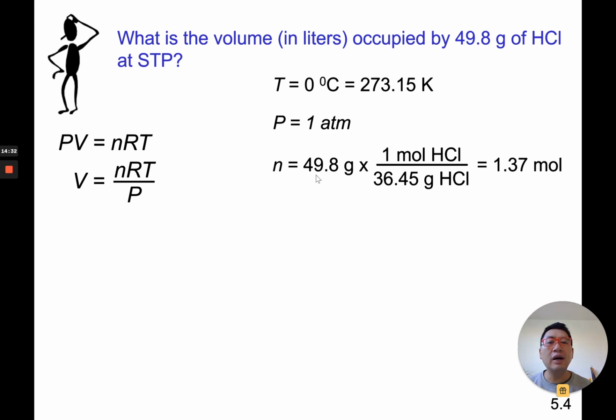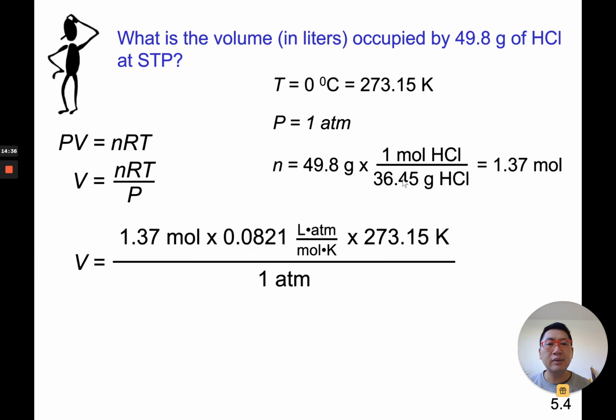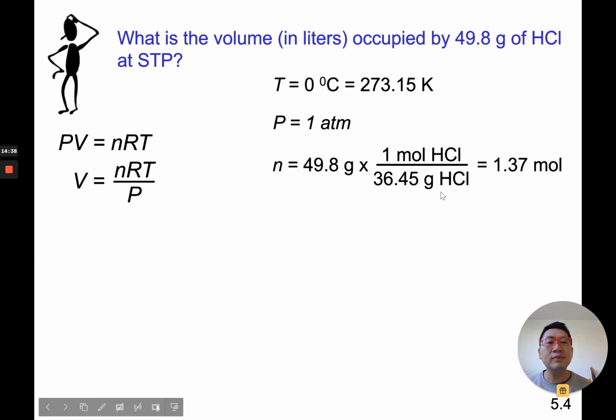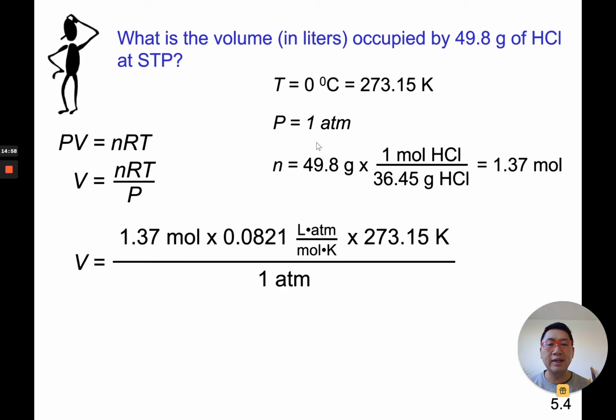So 49.8 grams, grams and grams cancel. Oops, not that yet. Grams and grams cancel. And I have moles, 1.37 moles. Now I know n, 1.37 moles. I know R from the last slide, 0.0821 liters atmospheres per mole Kelvin. I know T, temperature, 273.15 kelvins. I know P, pressure, 1 atmosphere. Plug it all in.